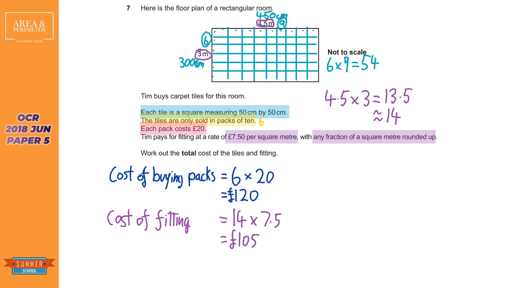And then we need to work out the total cost. I'm running out of colours. Let's go with black. So total cost is going to be £120 for buying the tiles plus £105 for fitting. So I probably don't need to do that on the calculator, but it's a calculator paper. Why deprive myself of using it? So that's going to be £225.